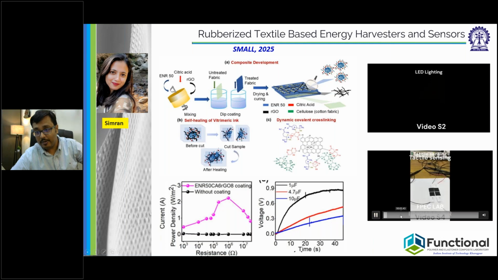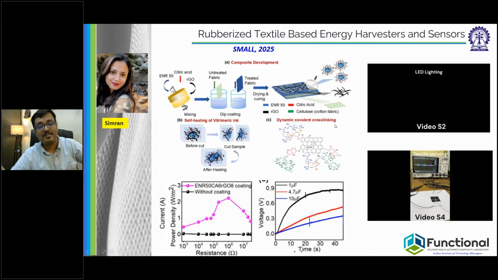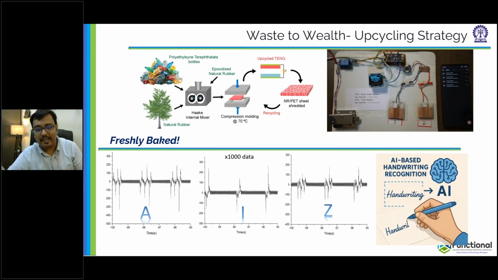And here you can also see these are excellent touch sensors. You can see on the screen, they pick up the signals very nicely when you touch them. So rubberized textile based touch sensors can be manufactured using this technology. On top of that, due to the dynamic covalent cross-linking present here, this material is also vitrimeric in nature. Now, this is again very freshly baked, I would say.